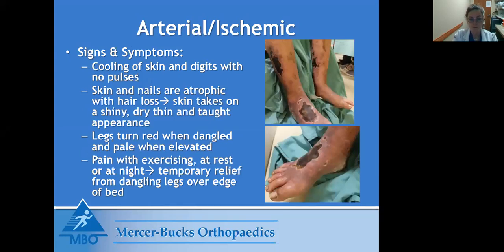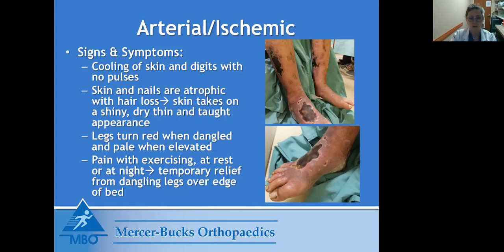So the signs and symptoms. So typically there's cooling of the skin. If you were to look at your skin temperature gradient, which is assessing the temperature of your skin starting from, let's say, your knee going down, usually it'll be warm, and as you get lower into the foot and the toes, it'll be cool to the touch. You typically cannot feel pulses. Usually the skin and the nails are what we call atrophic. There is hair loss. Typically that means the skin takes on a really shiny appearance. It can look dry and thin, but it often looks very taut and shiny in appearance.